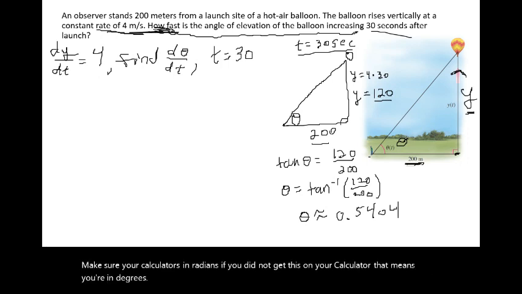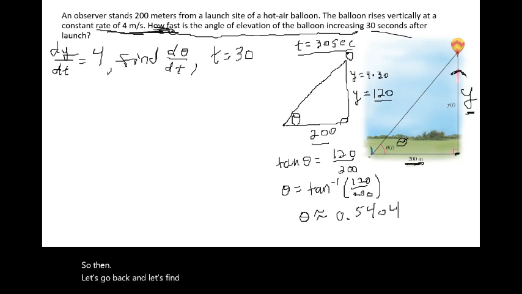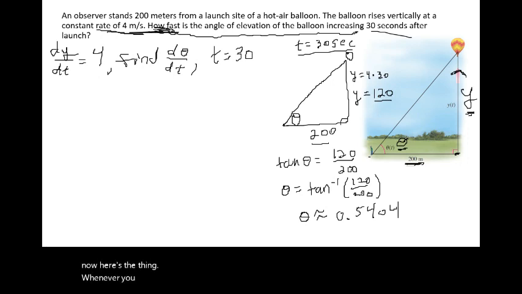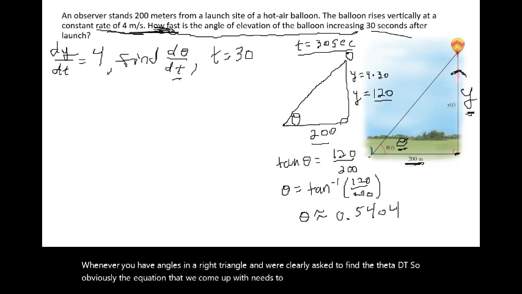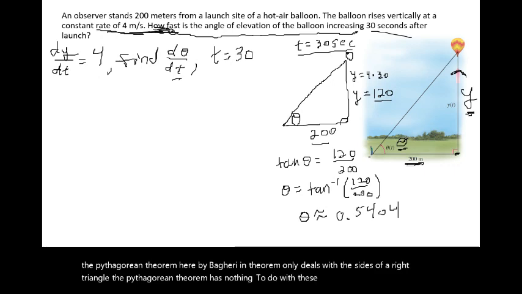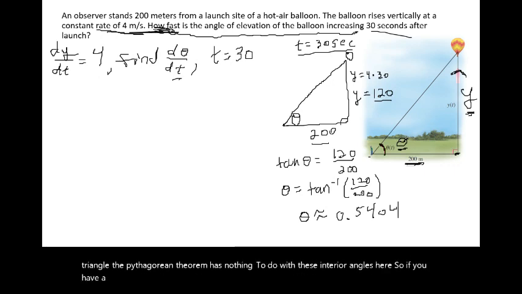So then, let's go back and let's find an equation that relates all of our variables. We have theta, we have y. Now here's the thing. Whenever you have angles in a right triangle, and we're clearly asked to find d theta dt, so obviously the equation that we come up with needs to involve theta. We are not going to be using the Pythagorean theorem here. Pythagorean theorem only deals with the sides of a right triangle. The Pythagorean theorem has nothing to do with these interior angles here. So if you have a right triangle and you are specifically asked about something with angles, you need to use one of the trig ratios, either sine, cosine, or tangent.